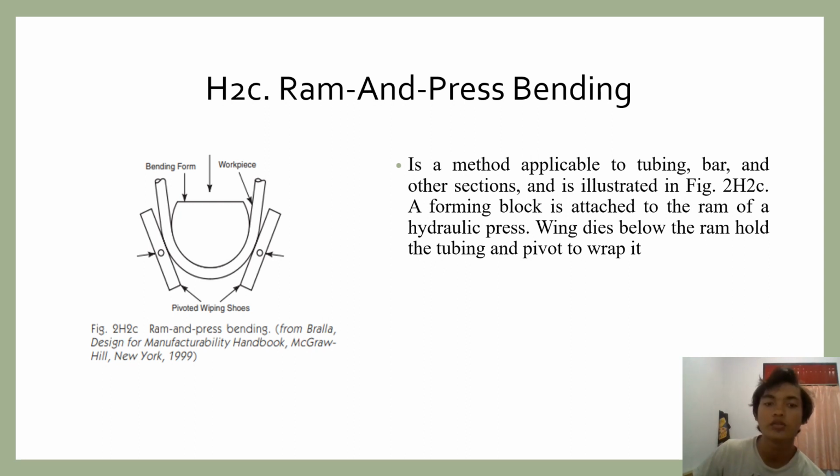Next is H2C, ram and press bending, a method applicable to tubing, bar, and other sections, illustrated in Fig 2 H2C. A forming block is attached to the frame of a hydraulic press. Wing dies below the ram hold the tubing and pivot to wrap it. This is the bending form and workpiece. This is the pivot wing, wiping shoes, or hydraulic press.